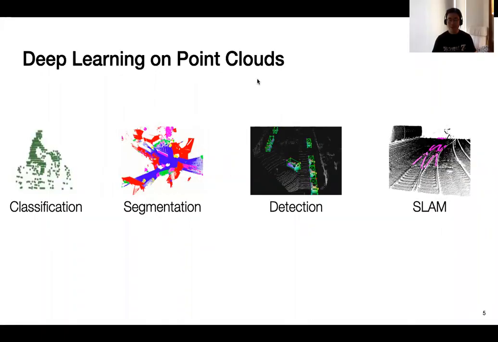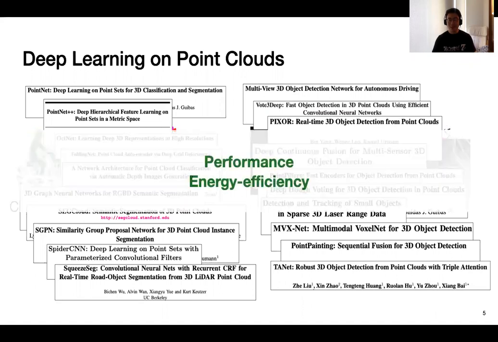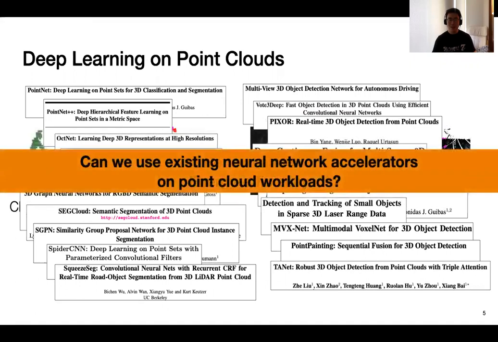Recently, for tasks like object detection and classification, people have developed many deep learning-based approaches. And our focus here is to improve the performance and energy efficiency. With all the existing DNN accelerators, a simple question here is that, can we directly use them on point cloud workloads? To answer this question, we first need to understand how point cloud networks work.